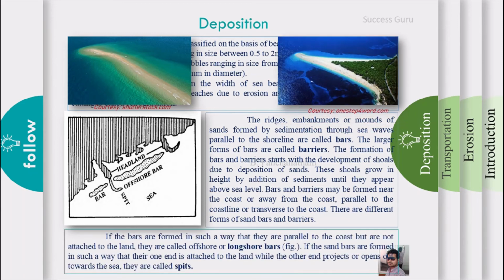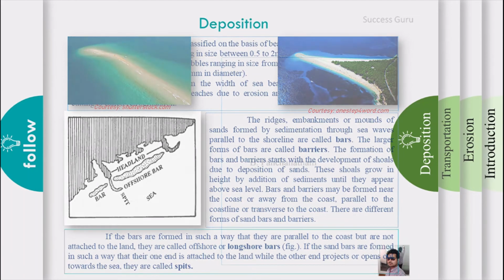If the bars are formed in such a way that they are parallel to the coast but are not attached to the land, they are called offshore or longshore bars. You can see that in the image. If the sandbars are formed in such a way that one end is attached to the land while the other end projects out towards the sea, then it is called a spit. So this is a spit image you can see here, which is just projecting a finger-like extension from the land towards the sea.